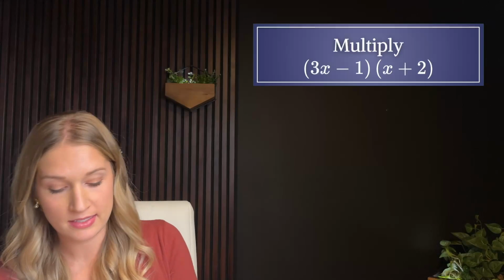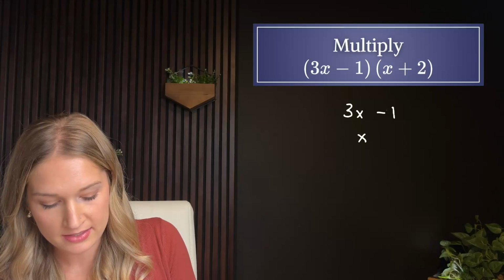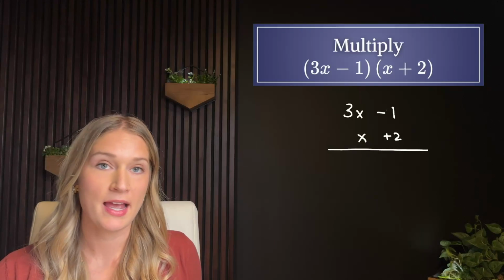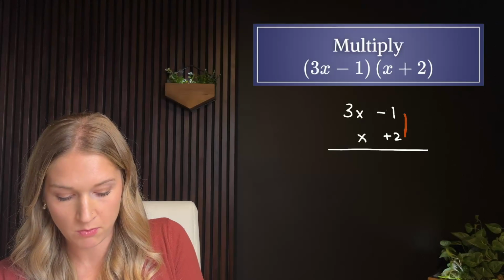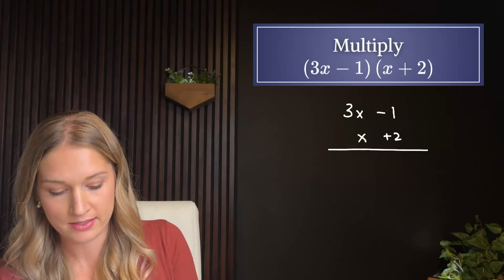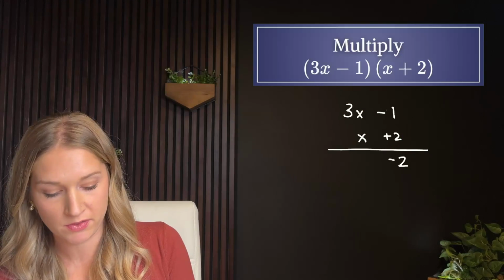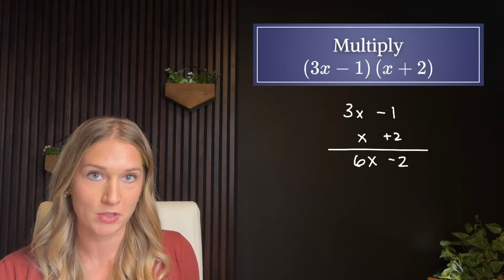I'll go ahead and line these up vertically. So I've got 3x minus 1 times x and a +2. And I'm just going to multiply as if these were two numbers. So I'm going to take my 2 and multiply it to my 1, and then I'm going to take my 2 and multiply it to my 3x. So 2 times -1 is -2. 2 times +3x is going to be 6x. And I just write it right below like I would normally.